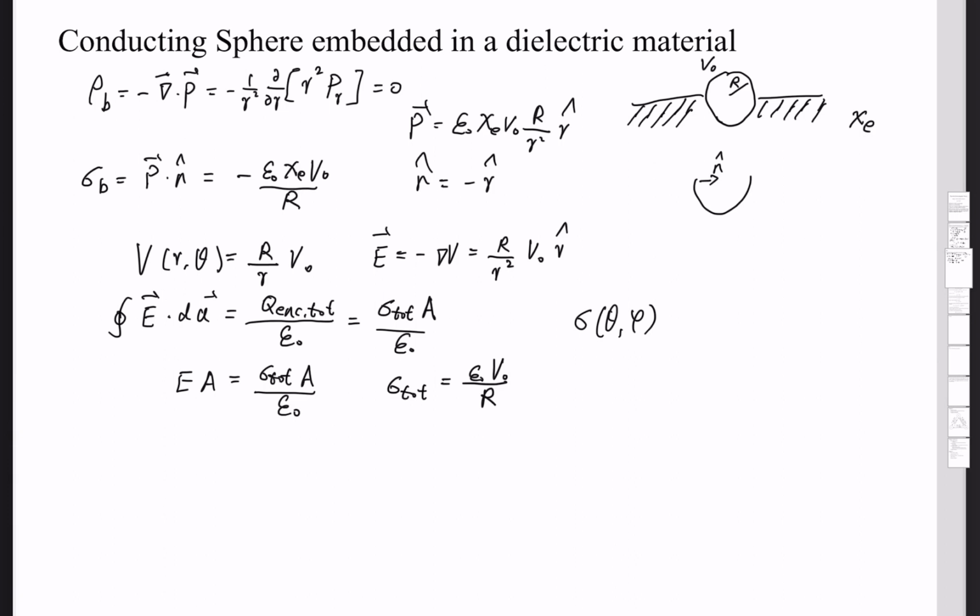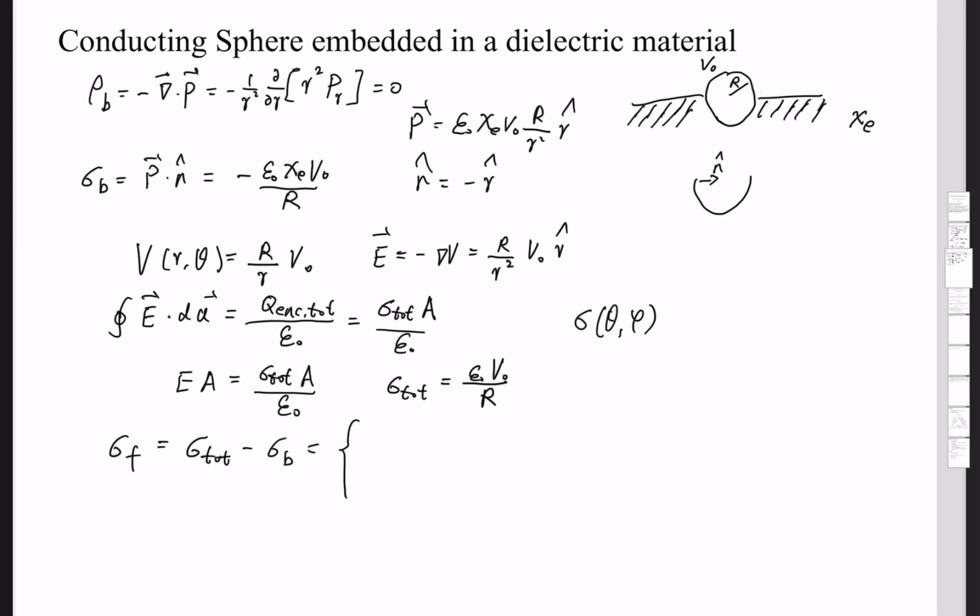Because of the spherical symmetry of the E field, the sigma total should be symmetric and a constant over the whole surface. But we know that there is a bound charge below this surface. So over here, the sigma total consists of the bound charge and the free charge, while above there is only the free charge. So below and above, the free charge should be different. Let's calculate the difference.